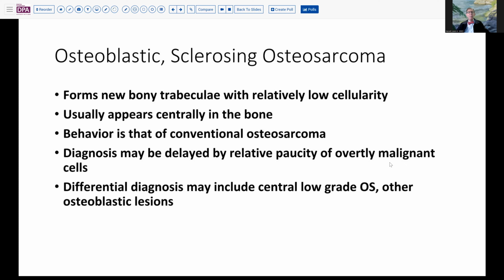Of course, the differential diagnosis of an osteoblastic lesion can include a central low-grade osteosarcoma, though that typically is a little bit older patient and has quite a different appearance to the bony trabeculae that are formed by the tumor. And then other osteoblastic lesions like osteoblastoma and osteoid osteoma. But those have a more characteristic osteoblastic rimming around the bony trabeculae rather than this appearance that we've seen in our case. So with those summary words, I'll conclude this sign out.